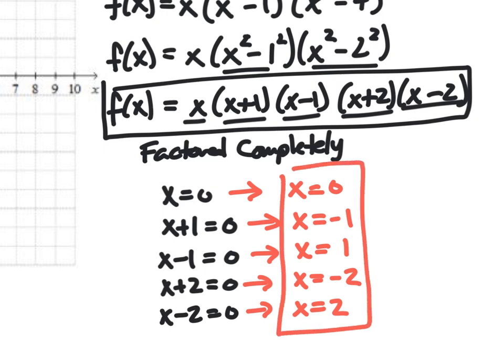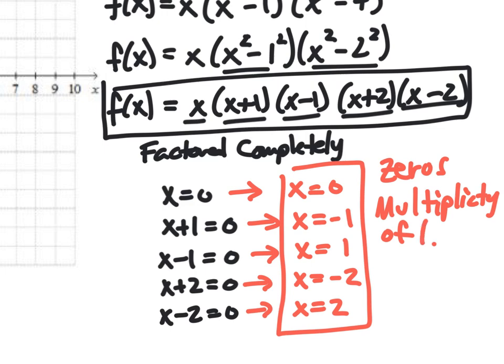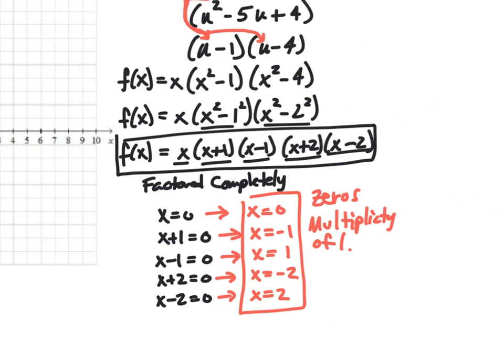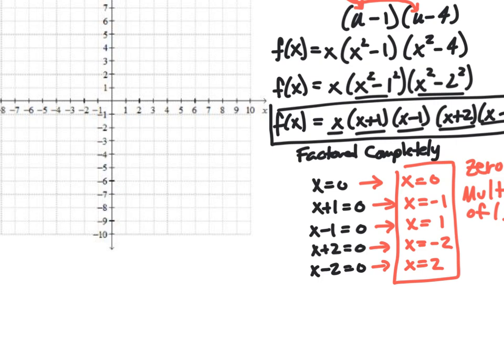And the interesting thing is that these are my zeros, and they all have a multiplicity of 1. If we remember, multiplicity is how many times these factors are multiplied. So now I'm just going to go ahead and draw these: 0, negative 1, positive 1, negative 2, and positive 2.